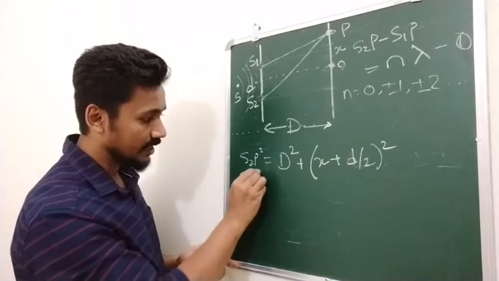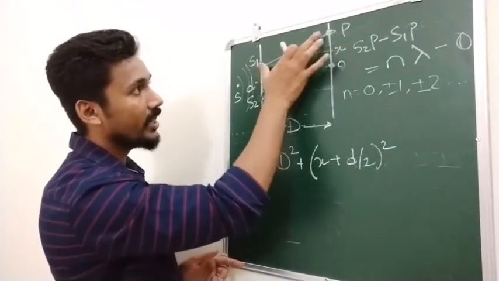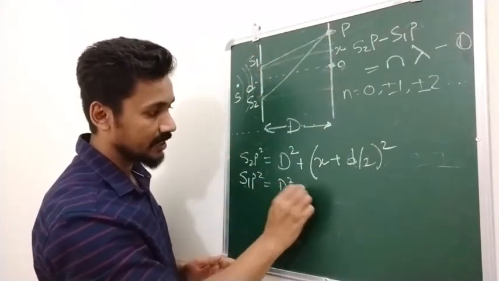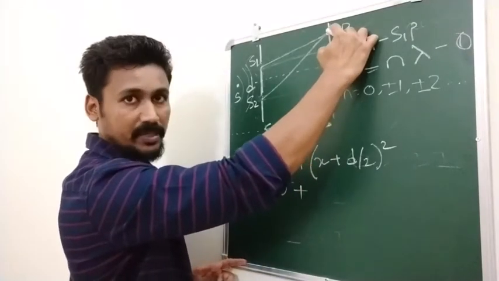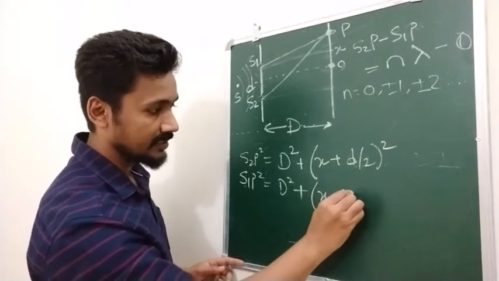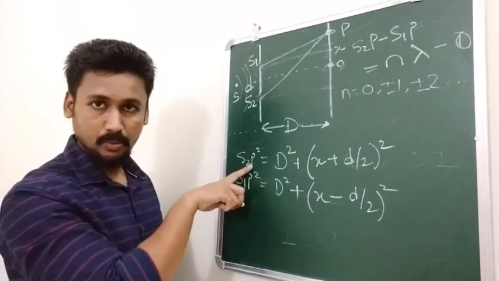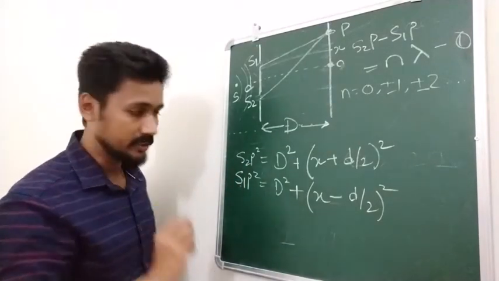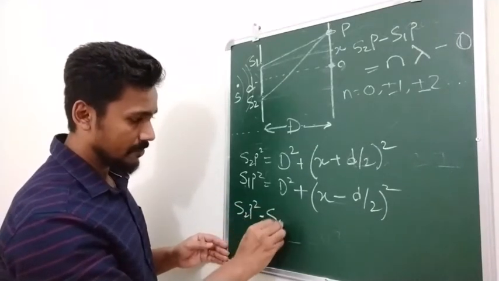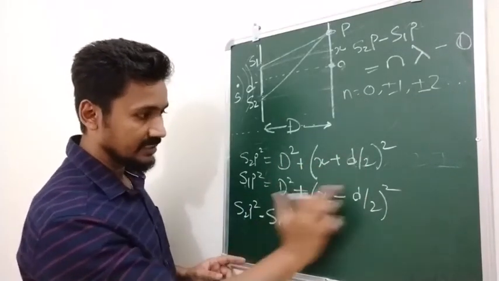Then similarly you can write S1P square. This is the triangle for that. So S1P square will be equal to capital D square plus, now how much will this be? This will be X minus D by 2. Right? So this will be D square plus (X minus D by 2) square. So we have a value for S2P square and S1P square. Therefore we can write S2P square minus S1P square equal to this equation minus this equation.